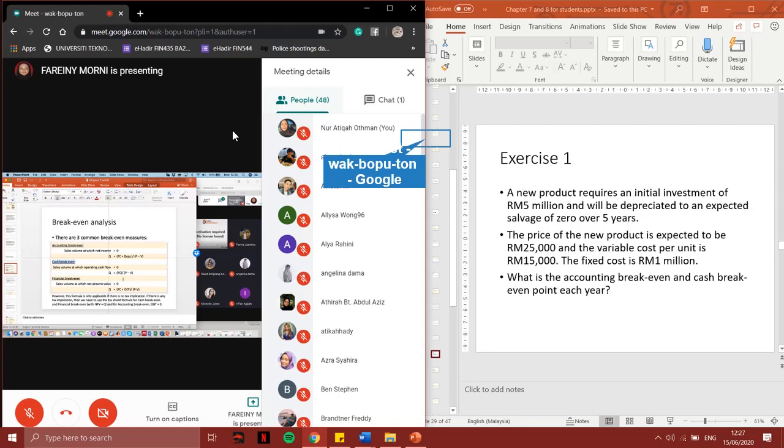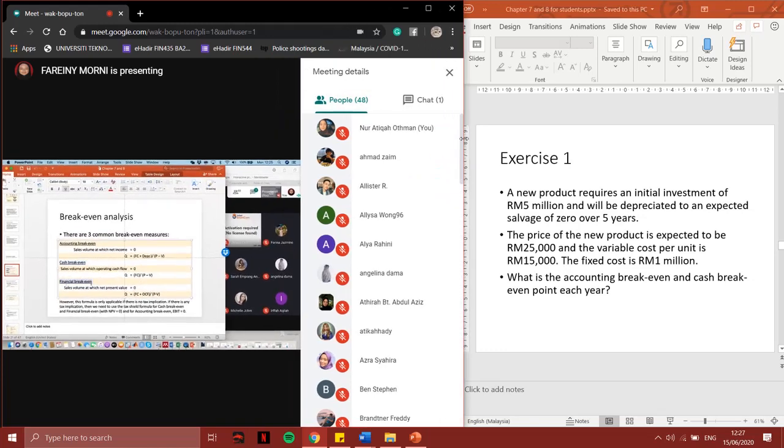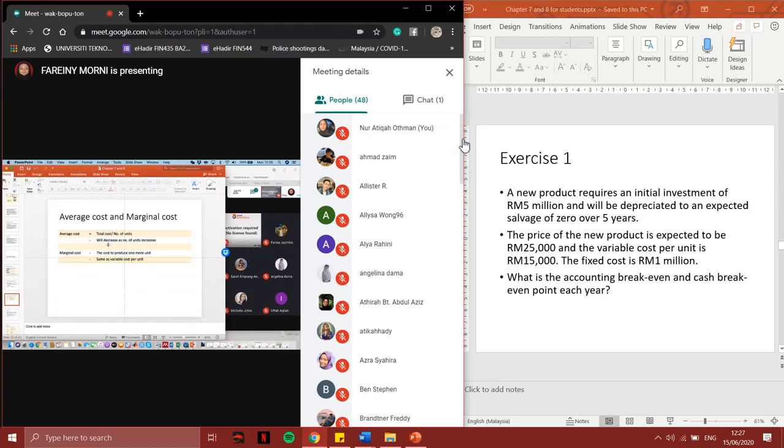Cash break-even, because it is near cash, there is no depreciation here. And then financial break-even, so you can see there's an element of cash flow. Alright, so it's different types of formula. However, this formula is applicable when there's no tax implication. If there's tax implication, we use the tax shield formula for cash break-even and financial break-even. And for accounting break-even, EBIT is equal to 0.